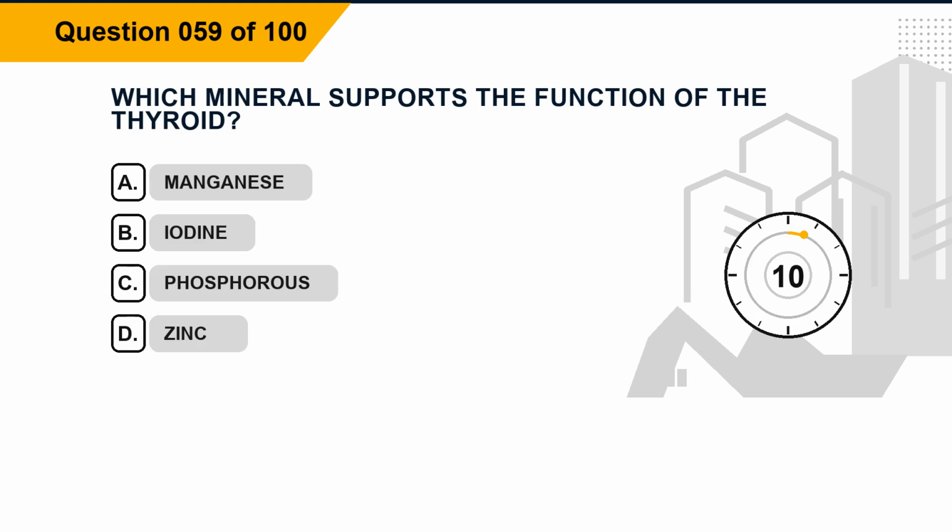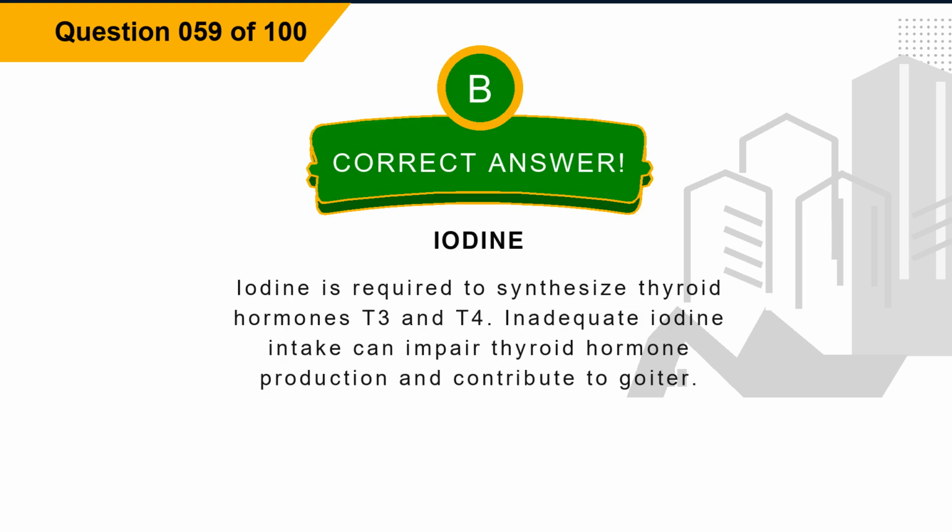Question 59. Which mineral supports the function of the thyroid? Option A, manganese. Option B, iodine. Option C, phosphorus. Option D, zinc. The correct answer is option B, iodine. Explanation: iodine is required to synthesize thyroid hormones T3 and T4. Inadequate iodine intake can impair thyroid hormone production and contribute to goiter.